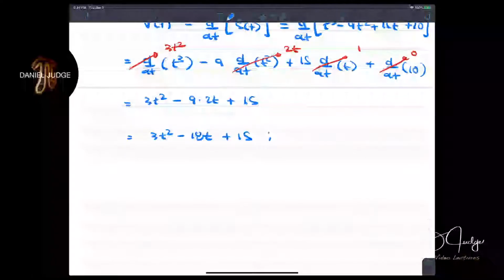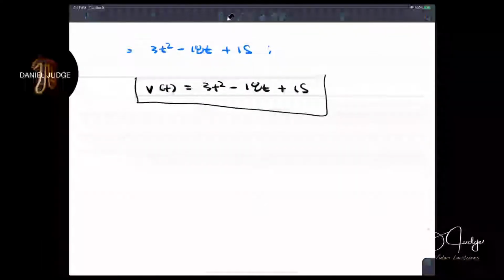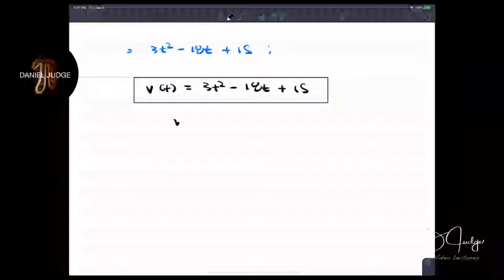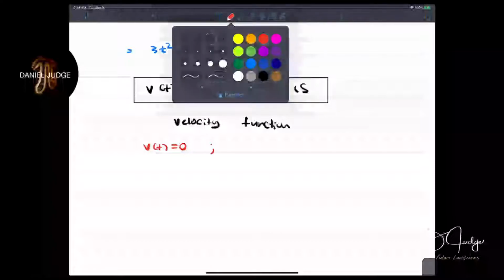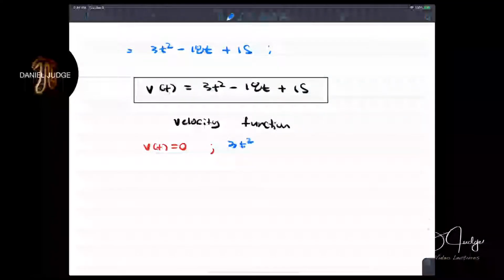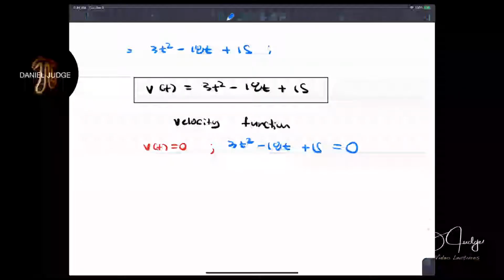So, ladies and gentlemen, I want you guys to know here, the velocity function is 3t squared minus 18t plus 15. This is very often what we look for. Velocity function. Okay? Now, you say, when is this particle stopped? When v of t equals 0. And you say, well, what does that mean? 3t squared minus 18t plus 15 has to be 0. You're going to have to solve for t.